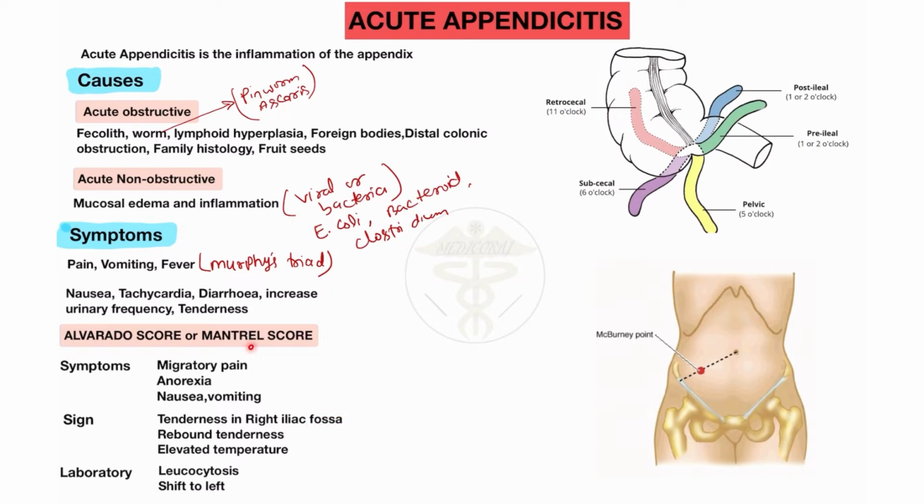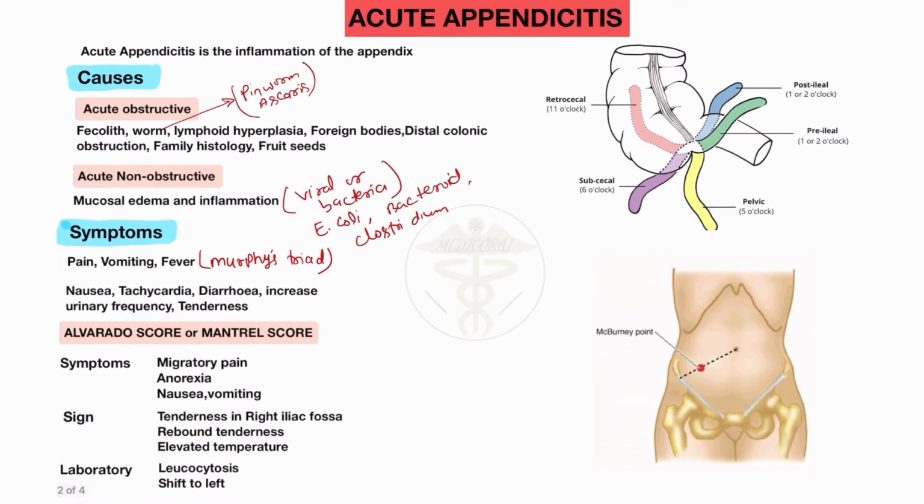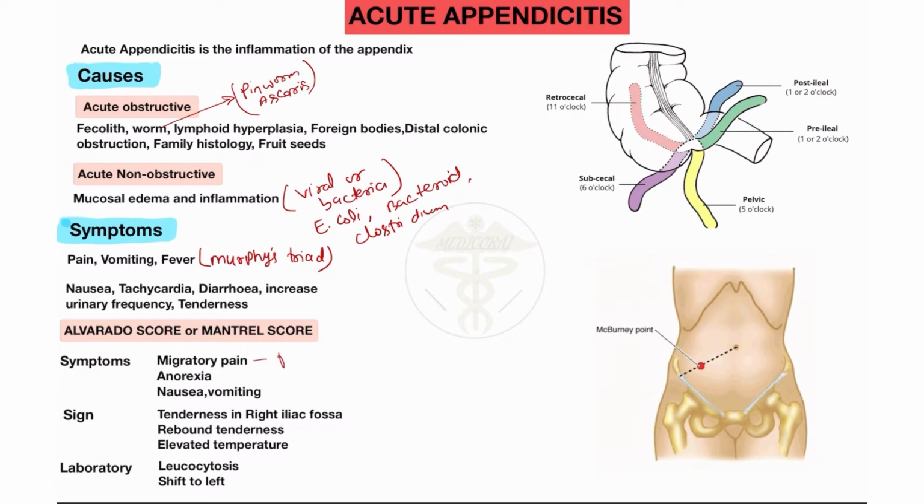And also E for elevated temperature, you will see elevated temperature, and leukocytosis, L for leukocyte. These are called the MANTRELS score, because you will see 10 points of score. In all of them, each is 1. Anorexia is 1, these also 1, but tenderness is 2. This also 1, but leukocytosis is 2 and shift is 1. So total 10 score.